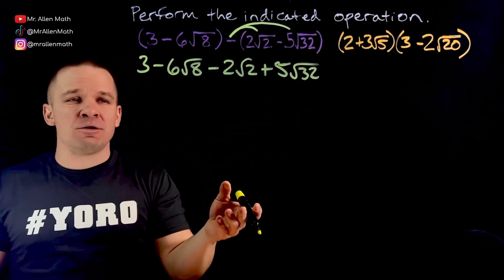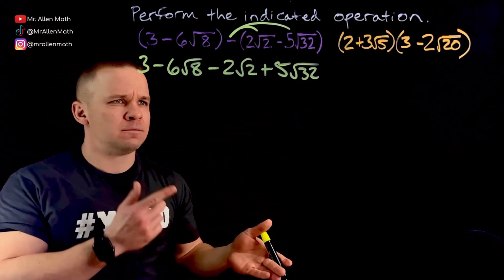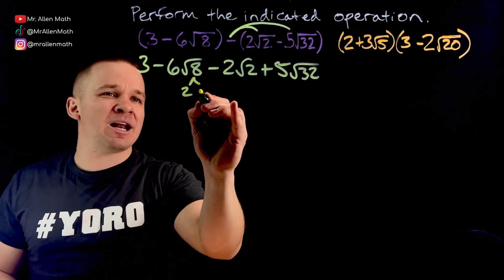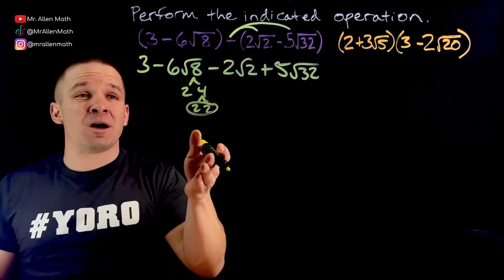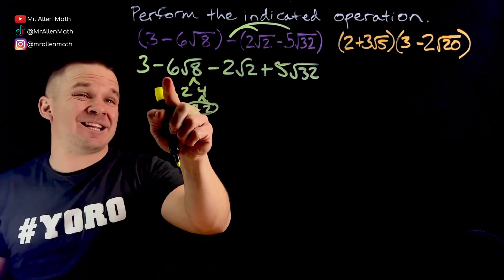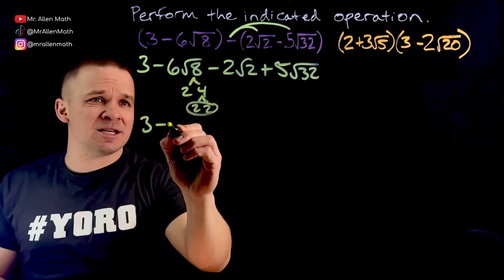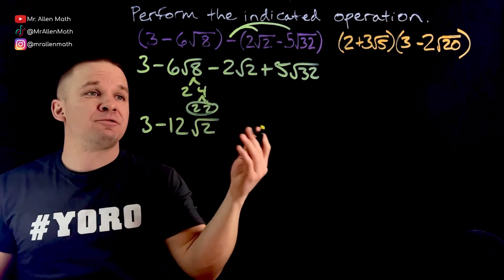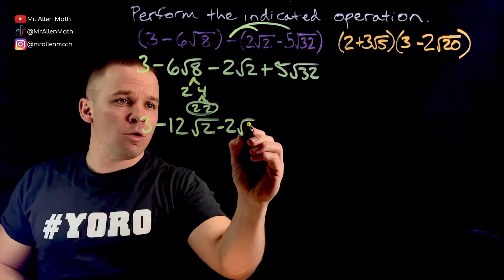Now all I need to do here is combine like terms, but I have no like terms. Perhaps I need to simplify first. I can break that 8 down to 2 and 4, 2 and 2. So a pair of 2's comes out, gets multiplied to that 6, and now I have 3 minus 2 times 6 is 12. That 2 stays in, so I get root 2 left over. This one here I cannot simplify any further, so it's just going to be 2 root 2.